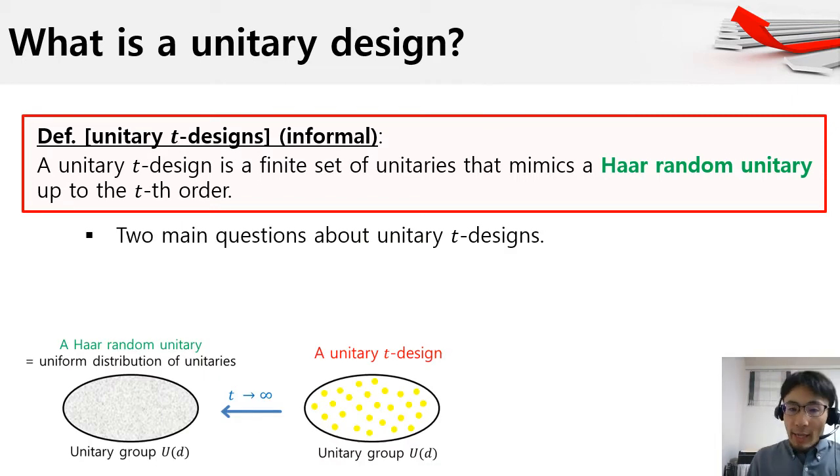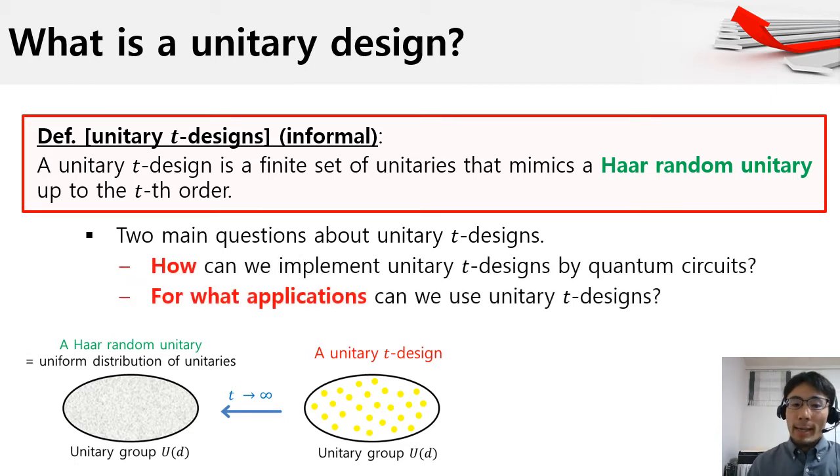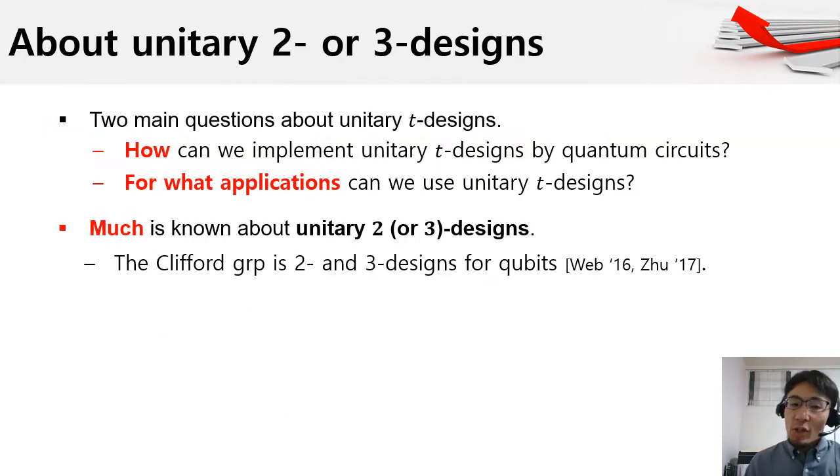The unitary designs have a long history in quantum information science, and there are two main questions. One is, how can we implement unitary T designs by quantum circuits? And the other is, what are the applications of designs? Much is known about unitary 2 or 3 designs. For example, we know that the Clifford group forms a unitary 2 and 3 design for qubits.